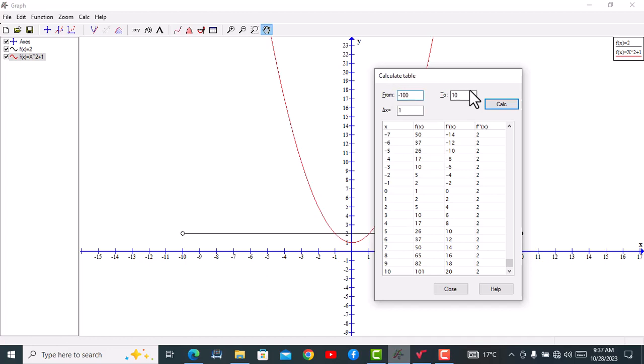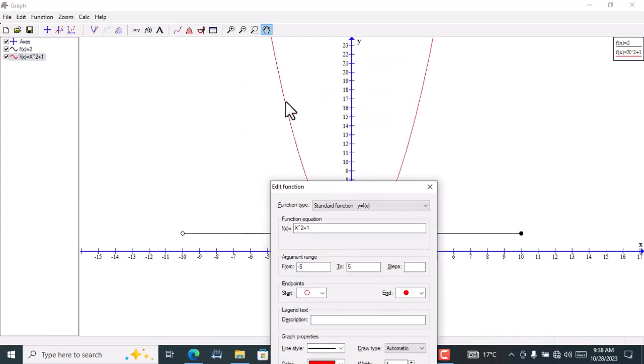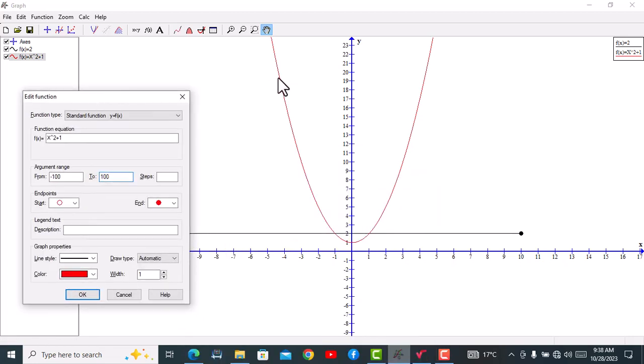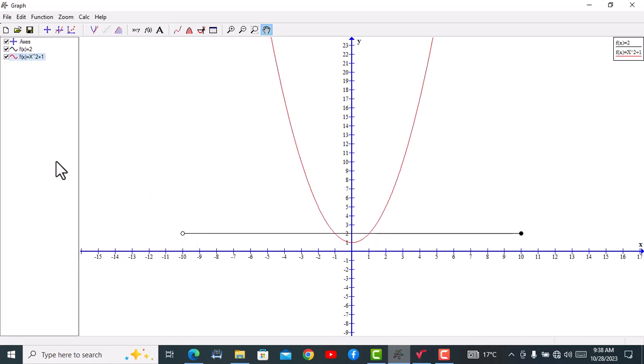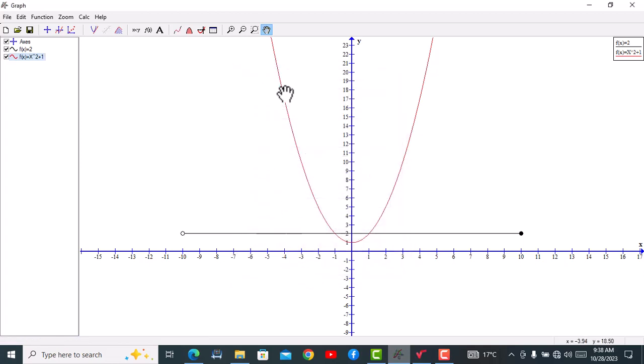So we can even come here and use 100 and we can calculate this, and this is what we have. So the domain would be from negative infinity to positive infinity. And let me just try to demonstrate this. I want you to check what is going to happen here. So let me increase this to 100. It has to go to that side. From minus 100 to 100. Okay, that's fine. We press OK.